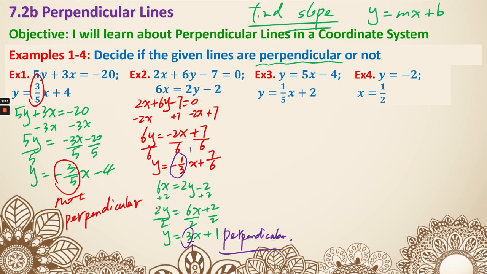If you look at the slopes, one is a 5, the other is a 1/5. They are reciprocals, but they are both positive. They're not opposite, so not perpendicular.